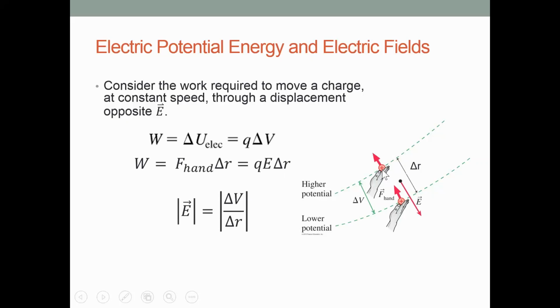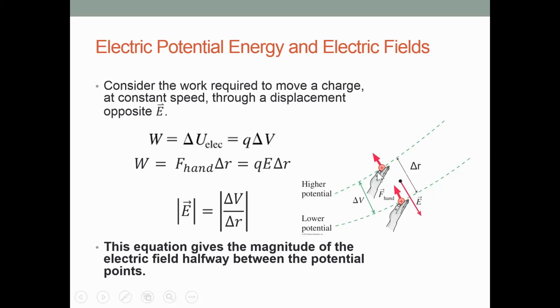So from here to here, the magnitude of the electric field, at the point right in the middle, is equal to the change in potential from here to here over the change in distance. This equation gives the magnitude of the electric field halfway between the two potential points. The units for electric field are newtons per coulomb, but now that we're also using potential, we can also write them as volts per meter.